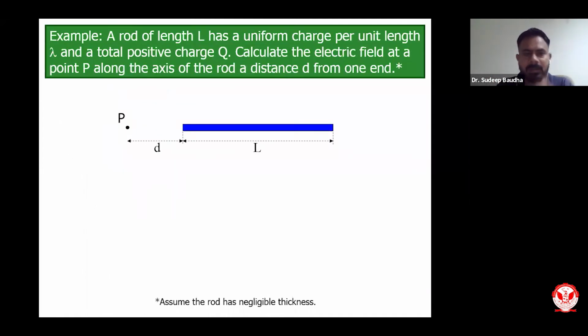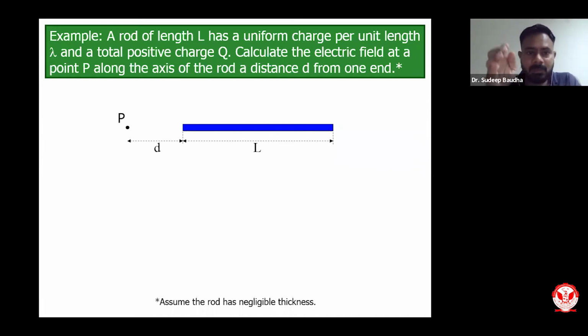So one more derivation I would like to do. Instead of having the point at a perpendicular direction, if we have the point located over here. Again, let us see what will change in this type of geometry. We have a rod of length L, which has a uniform charge per unit length lambda. That is what I have already said, what lambda is.